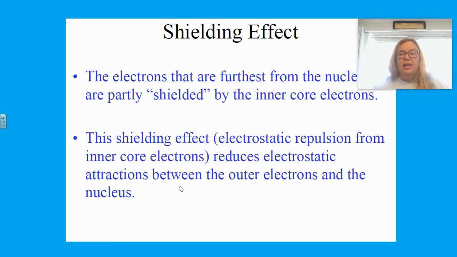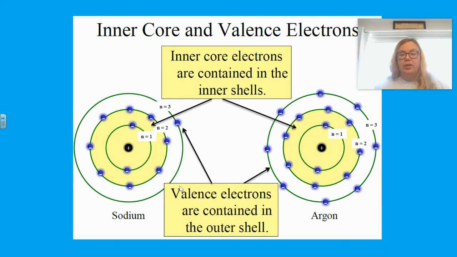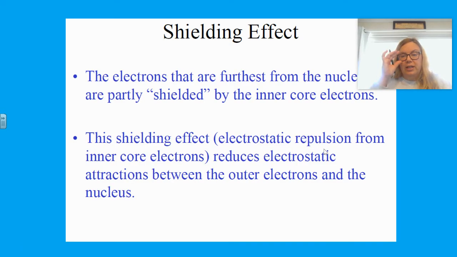The electrons that are furthest from the nucleus are partly shielded by the inner core electrons. When we say shielded, shielded basically from the pull of the nucleus. So if we take a look at argon here, we see that argon's outermost energy level actually has less of a pull because there's so much shielding in between the outermost electrons and the nucleus, that contains the plus charge that's pulling it. That's what we mean by the shielding effect.